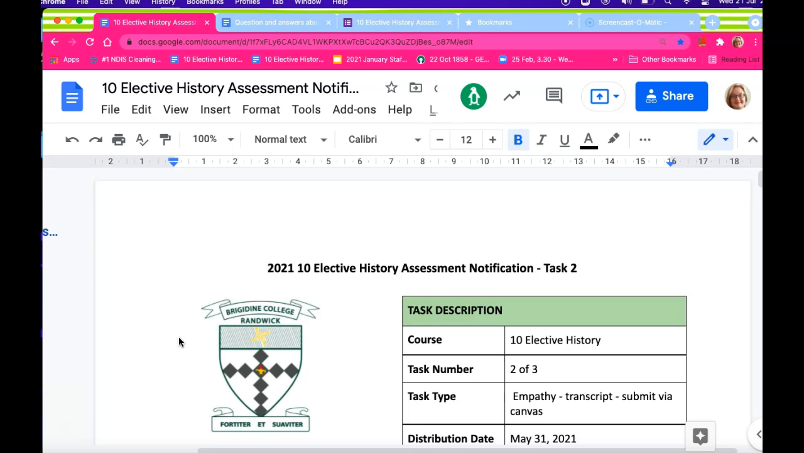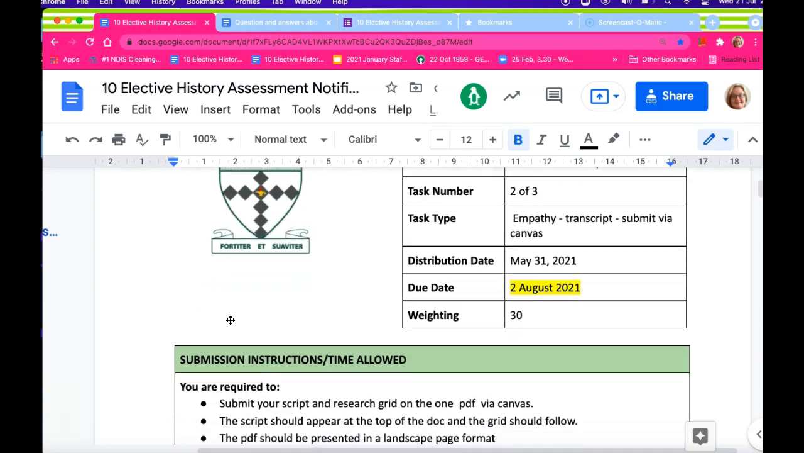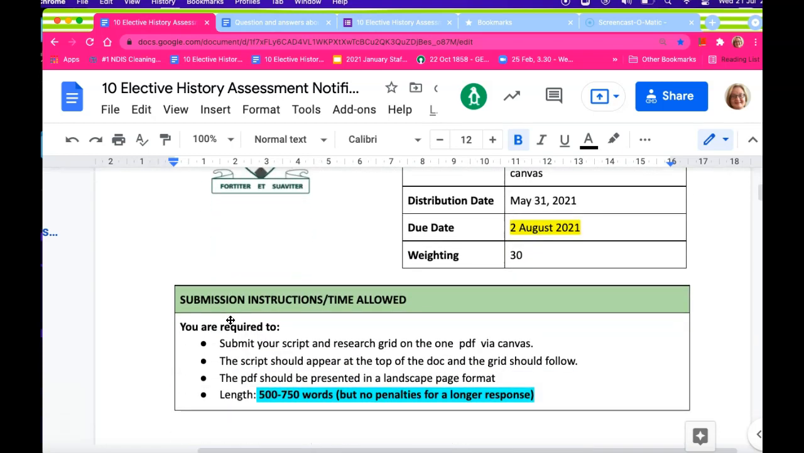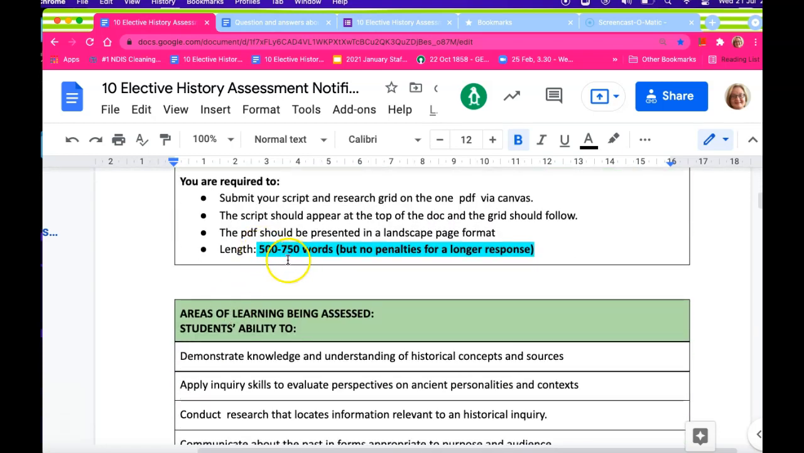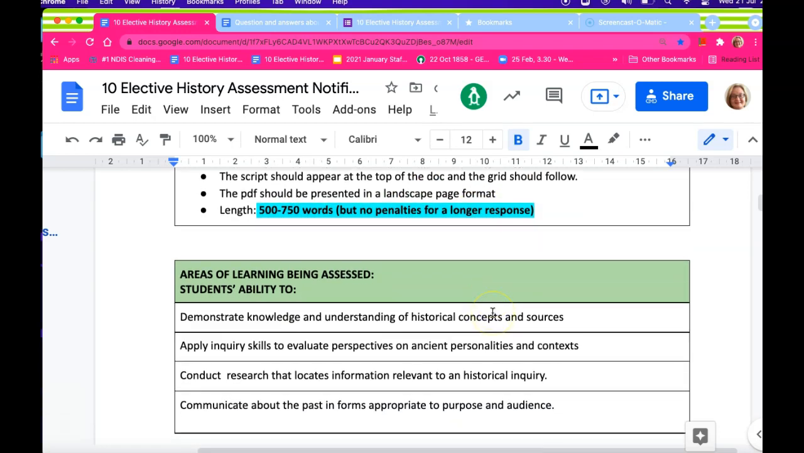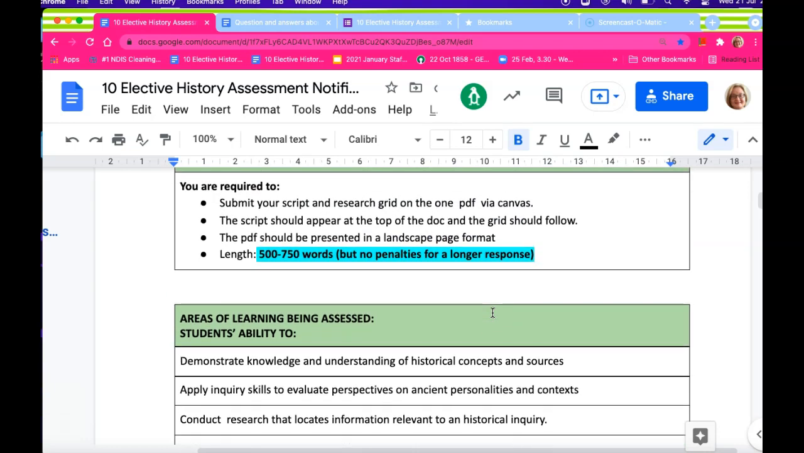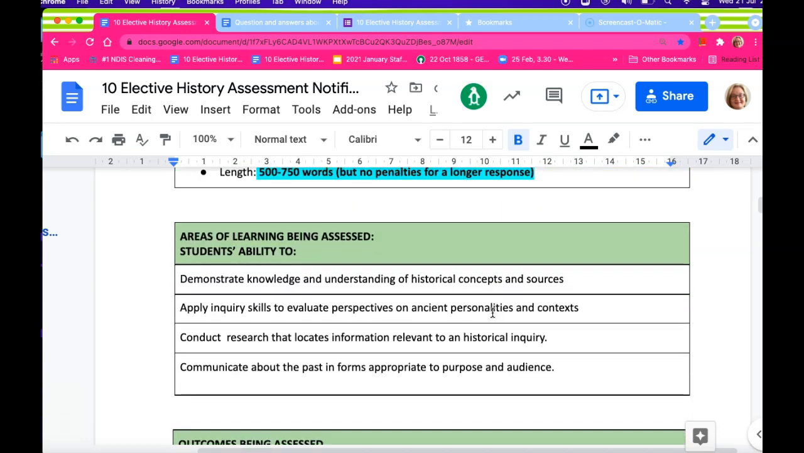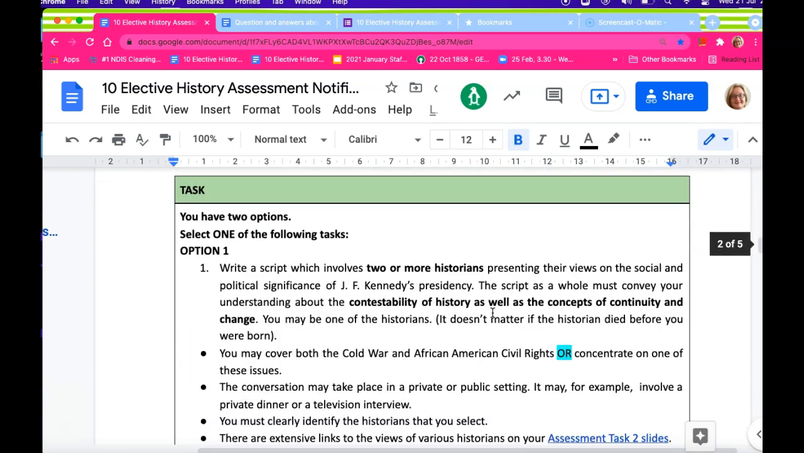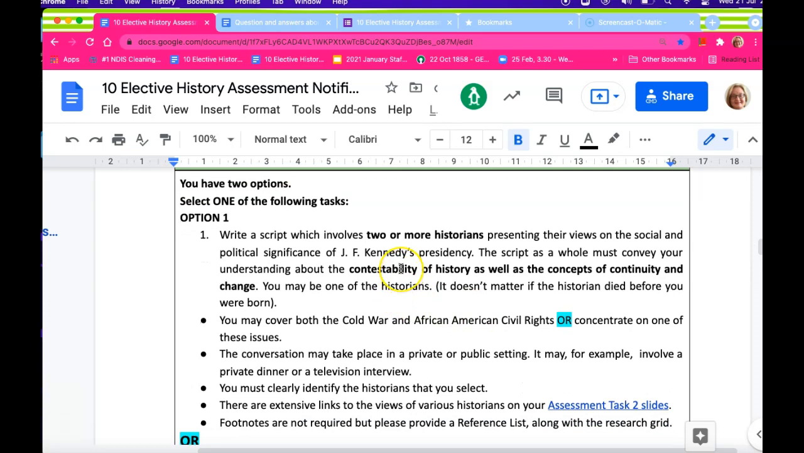You've got choice. Okay, here's the assessment task. Due August 2. Oh, so the length, 500 words, fine. 750 words, fine. But no penalties for a longer response. You need a research grid, but you don't need to footnote, okay? Here are the options.